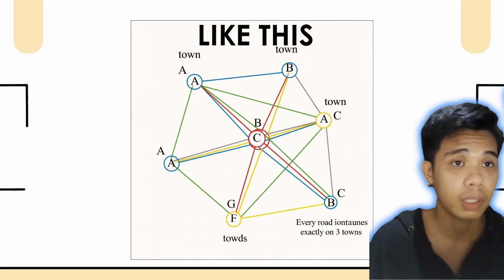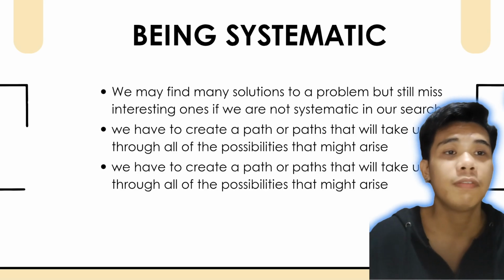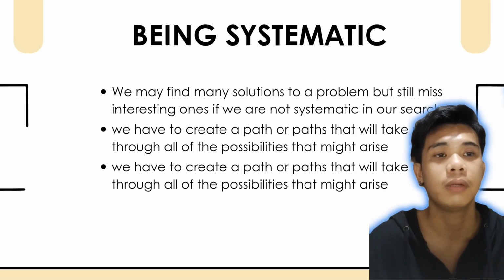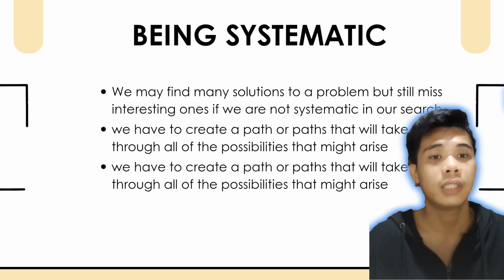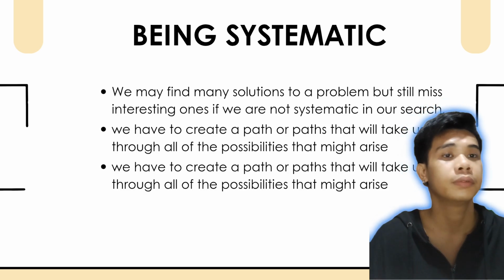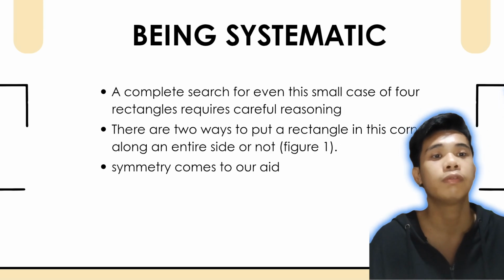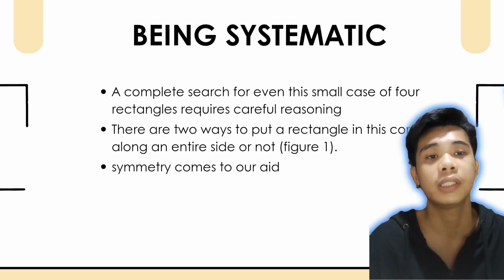Now we need to be systematic. We may find many solutions to a problem but still miss interesting ones if we are not systematic in our search. We have to create a path that will take us through all the possibilities that might arise. A complete search for even this small case of four rectangles requires careful reasoning.